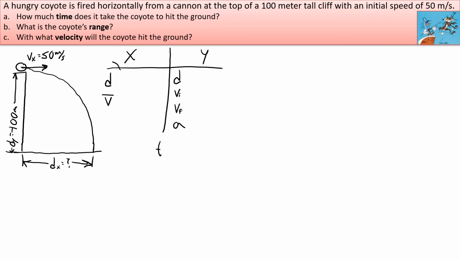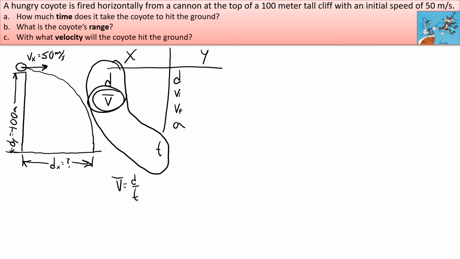And this is going to be helpful because on the x side of things, we're always going to be able to use the average velocity is equal to d over t. This equation here. That's what we're going to use.